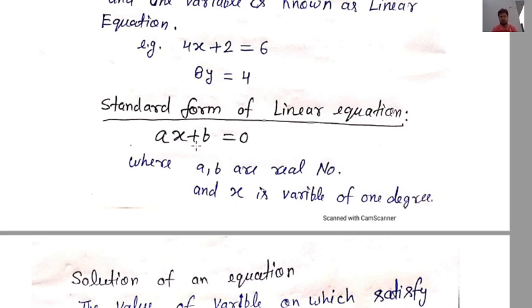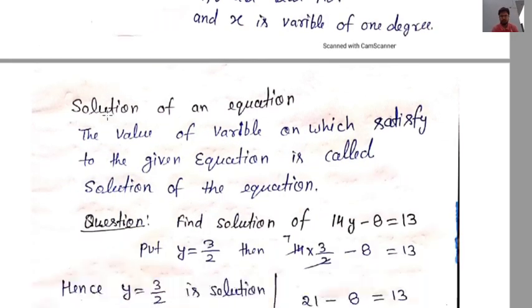ax plus b equals to 0, where a and b are real numbers and a can never be 0. You can't write a as 0 for a linear equation. And a and b are real numbers, and x is a variable which has only one degree. This is the standard form, but this is not in your syllabus. Okay, now solution of equation.